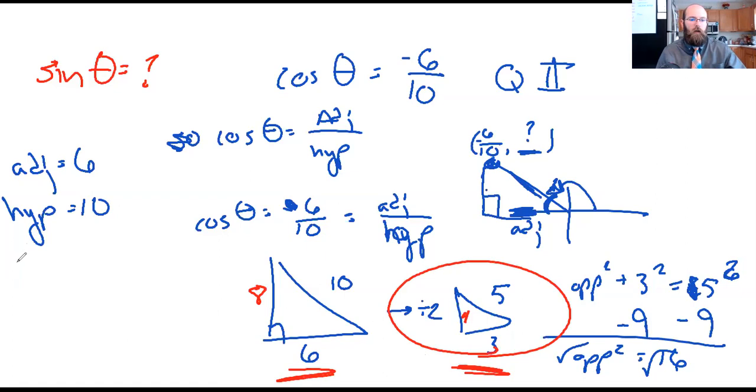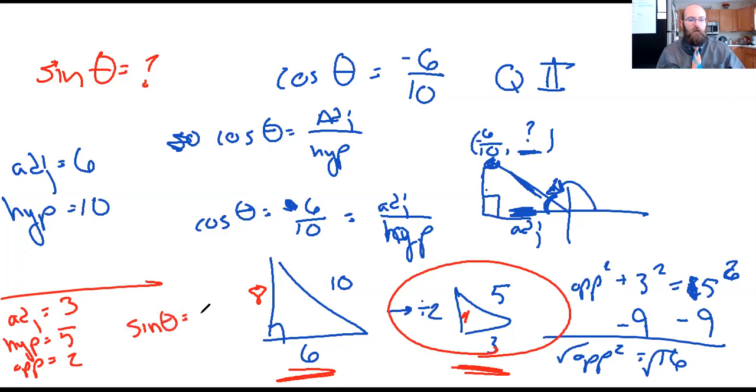And I'm going to say that for that one, my adjacent was 3. My hypotenuse was 5. And my opposite was 2. So now they were asking for sine. Well, sine is going to be opposite over hypotenuse, so 2 over 5. And just to show you up here, we found that this opposite side was going to be 8 if we got everything back to the right size. And so on that one, it would be 8 over 10, which again simplifies to 2 over 5?